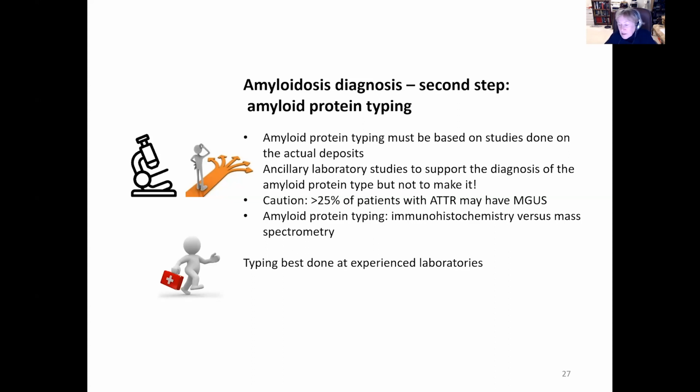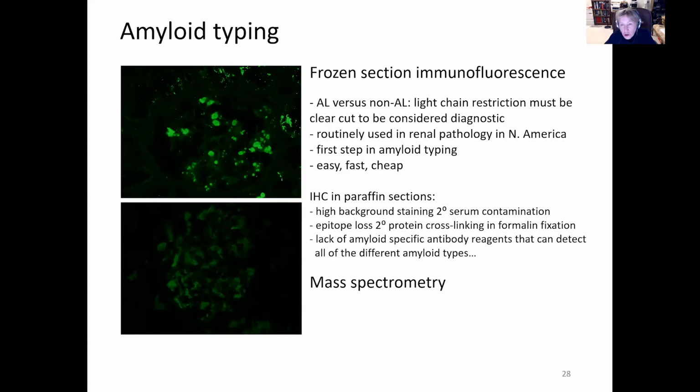Mass spectrometry is the way to go with paraffin-embedded tissue, but just one word, that in kidney biopsies in North America in particular, we still use frozen section immunofluorescence for evaluation of kidney biopsies. And this is done routinely, and essentially all laboratories should include staining for kappa and lambda light chain. So as a first step in amyloid typing, one can detect light chain restriction and diagnose light chain amyloid in a significant proportion of cases.